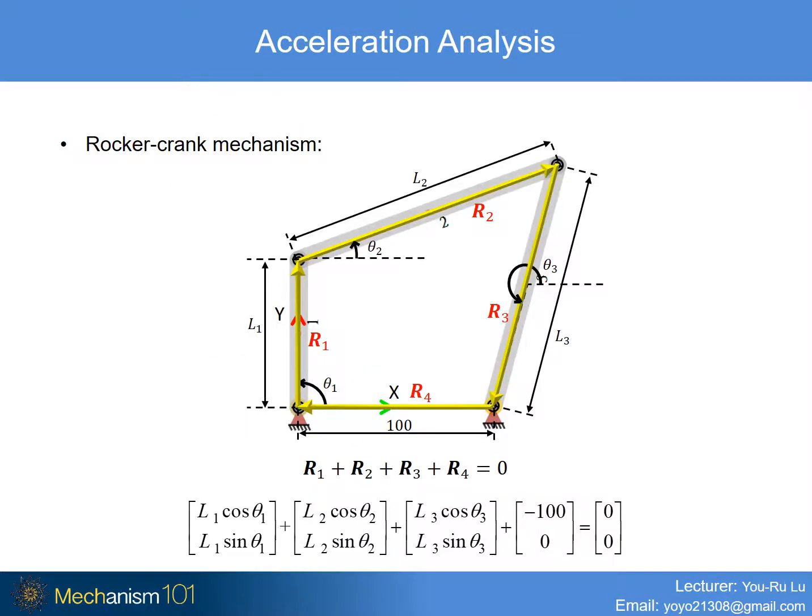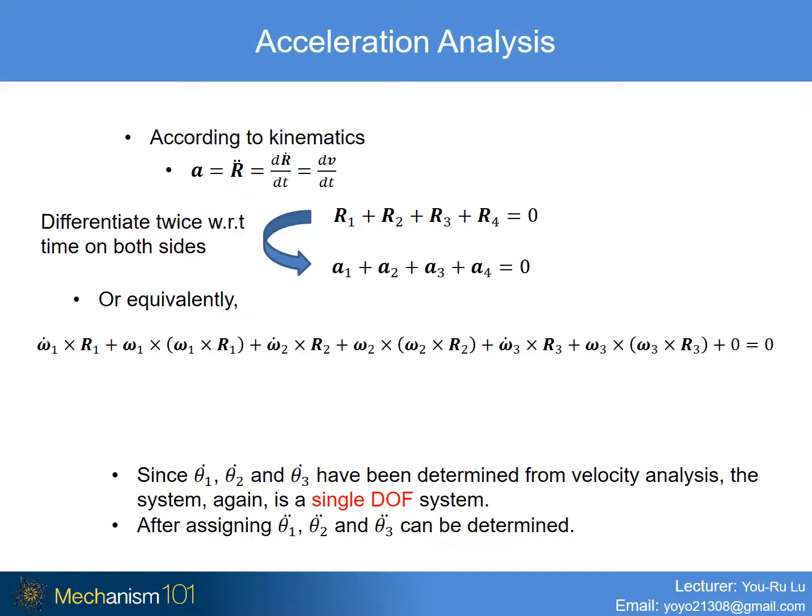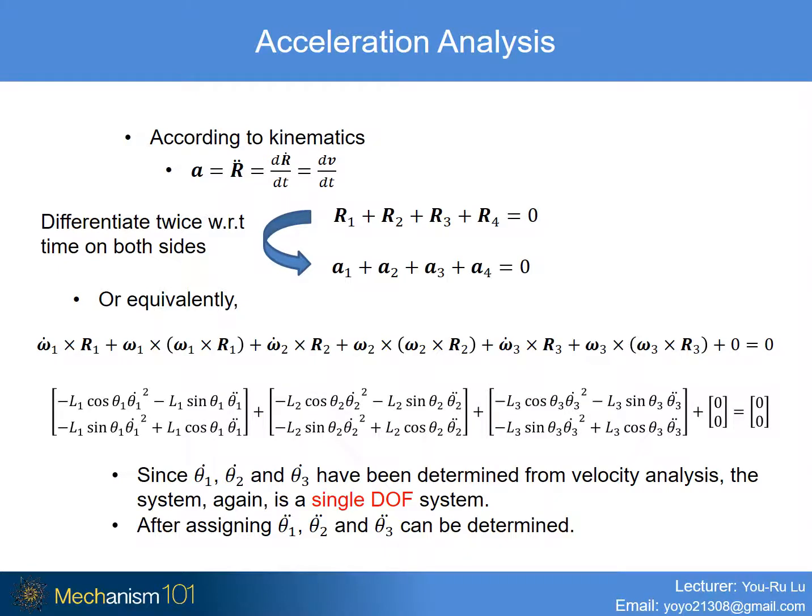With this conclusion, now let's look at the rocker crank mechanism. In order to do acceleration analysis, we differentiate the displacement vectors r1, r2, r3, r4 twice with respect to time to obtain a1, a2, a3, a4 and end up with 2 equations. Note that since the length of each rigid body will not change at all, the terms with r dot and r double dot will not appear.